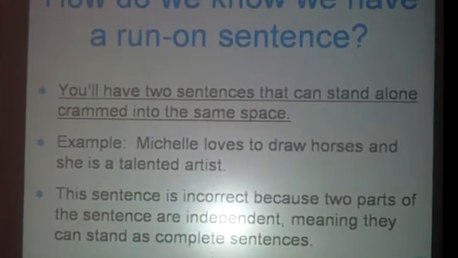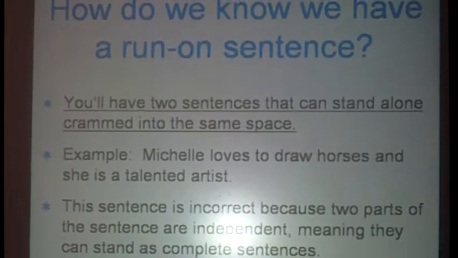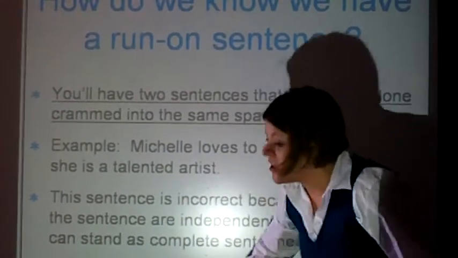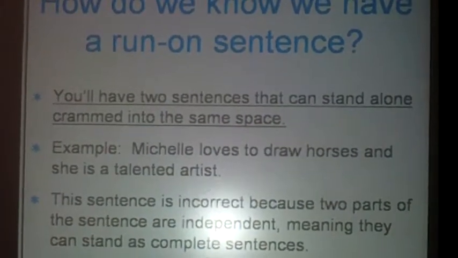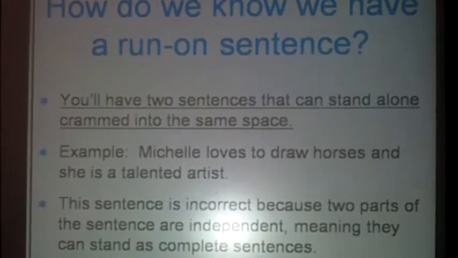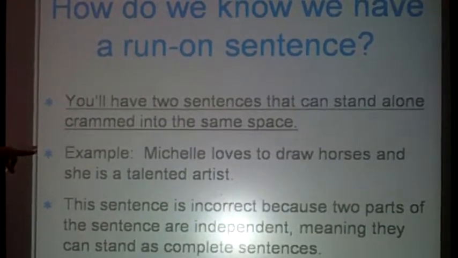And here's how you can tell if you have 2 sentences that can stand alone that are crammed into the same space. I'm going to teach you my advanced comp trick. Because in advanced comp, I said we don't ever go back to freshman or middle school grammar. I mean, it's 12th grade. You can't go back. And so they say, well, how can I tell if I've had a run-on? How can I tell if I have a sentence error? And it's pretty simple. Look at your example. You can do this with me.